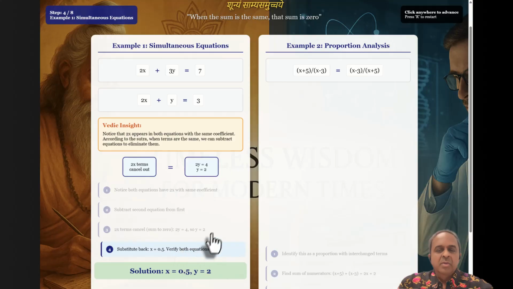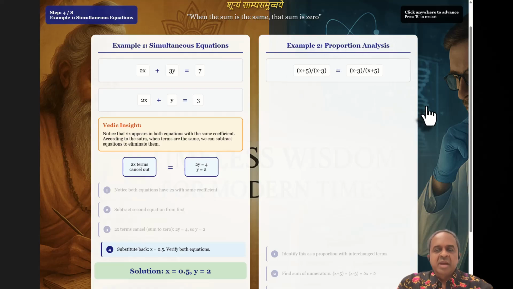Now you take that and substitute it in any of these equations. In this case, if y equals 2, then 2x plus 2 equals 3. So 2x equals 1, which means x equals 0.5. That way you now have both y and x. So you saw how easy it is to solve simultaneous equations.